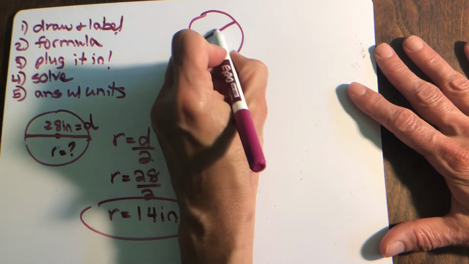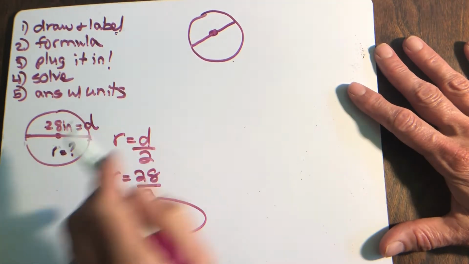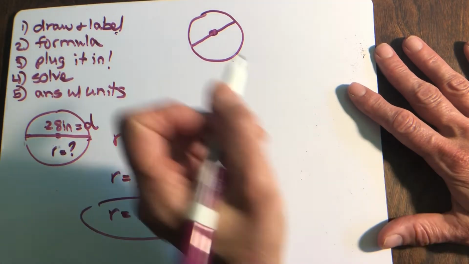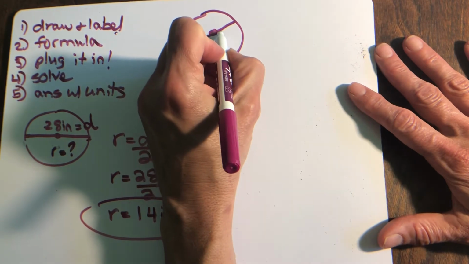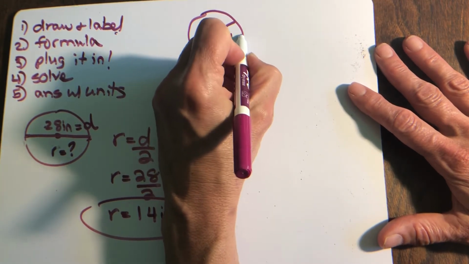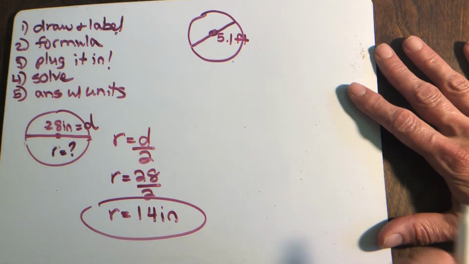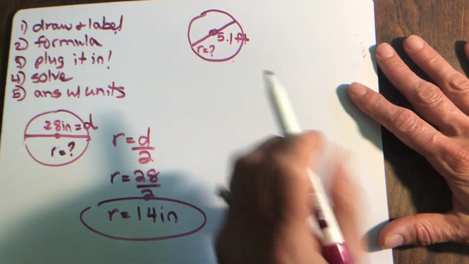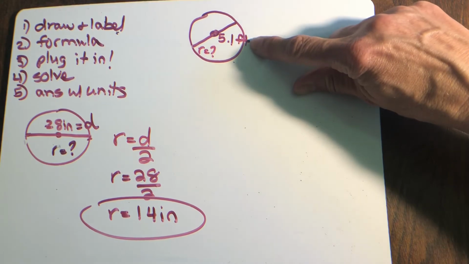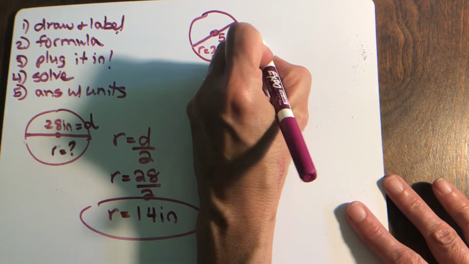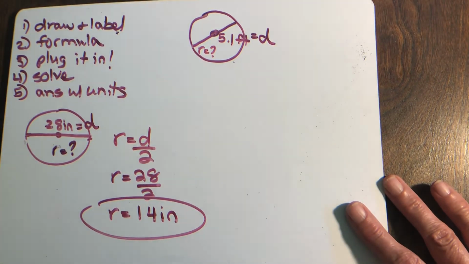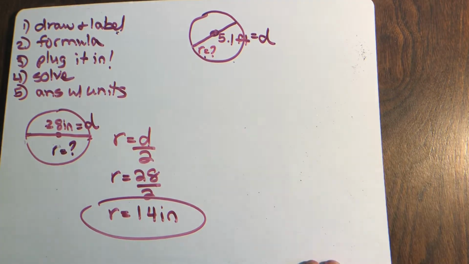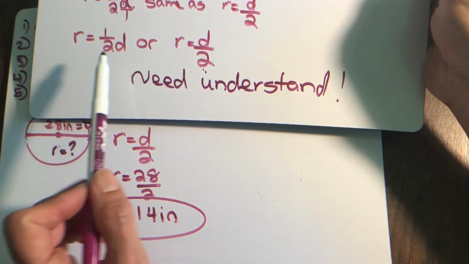So what if you have something that looks like this? See how it looks different? They like to give it to you in a different presentation. And I tell you that this is 5.1 feet. And I want you to find the radius, so go ahead and say r equals question mark. Now, what did I give you, 5.1? Well, that's the diameter.